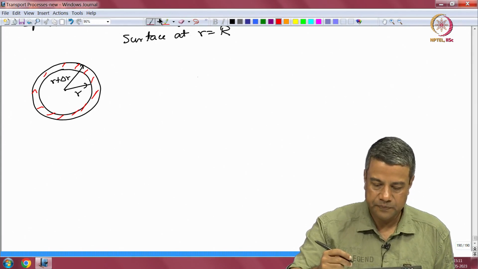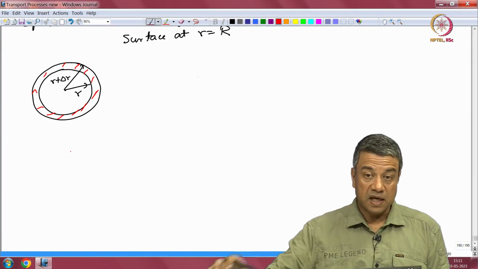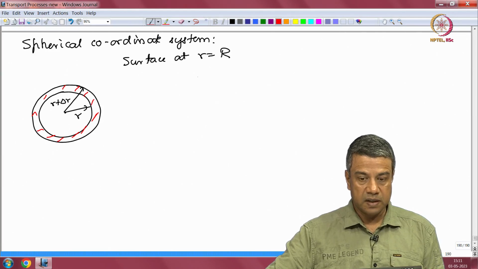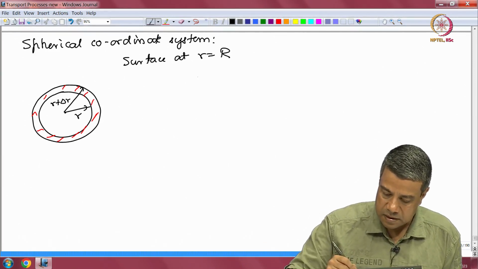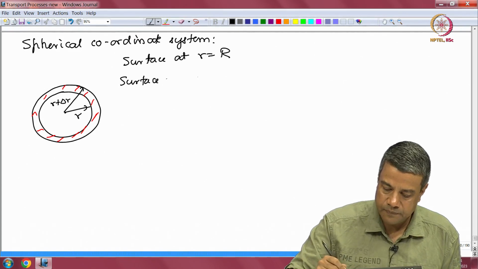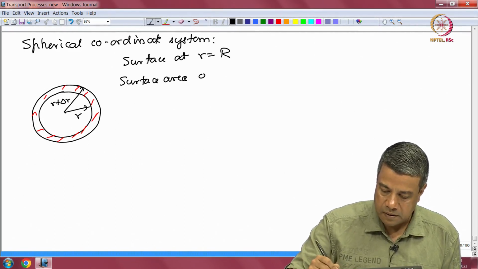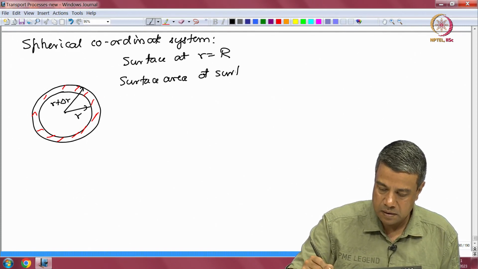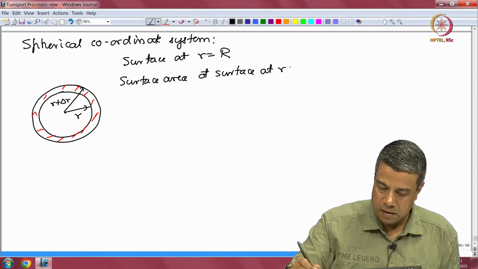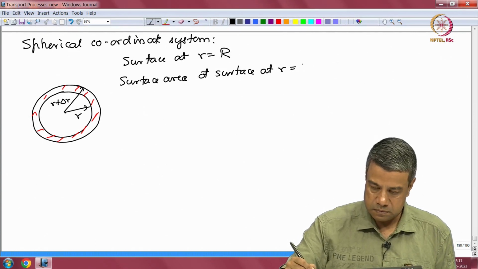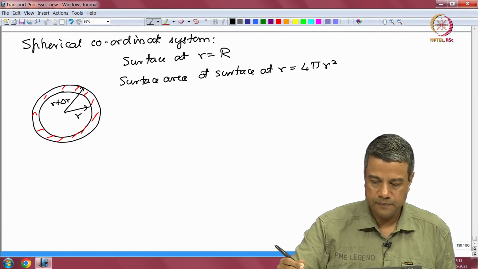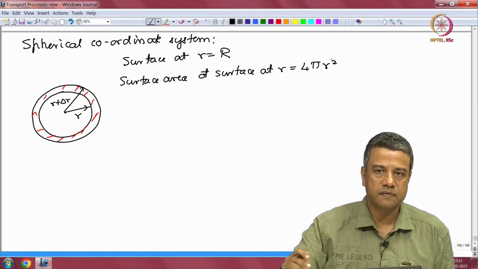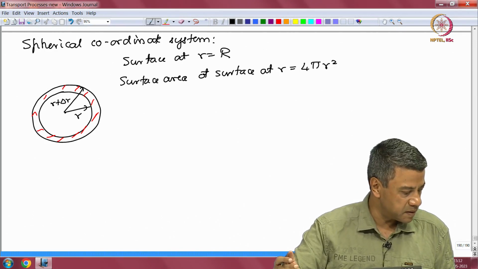In this case, as well as in the case of a cylindrical coordinate system, the surface area changes as r increases, as r changes. So, therefore, the surface area of the surface at r is 4 pi r square. The surface area of the surface at r, spherical surface area, is 4 pi times the radius square.